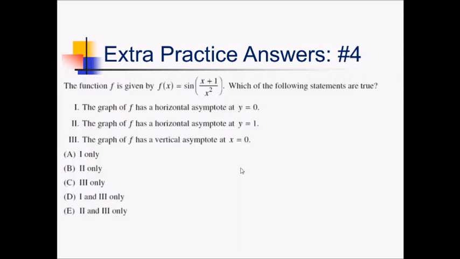For this one, we're given this weird function, sine of x plus 1 over x squared. Not a calculator question, so we have to figure this out with a little bit of limit analysis. Based off of this statement, we want to know which of these is true.